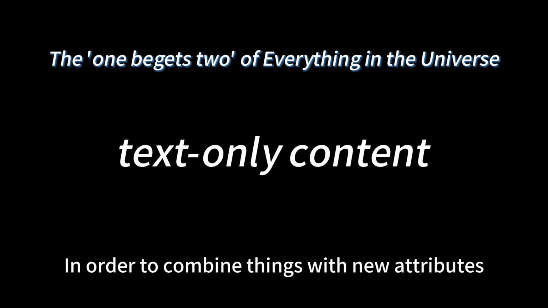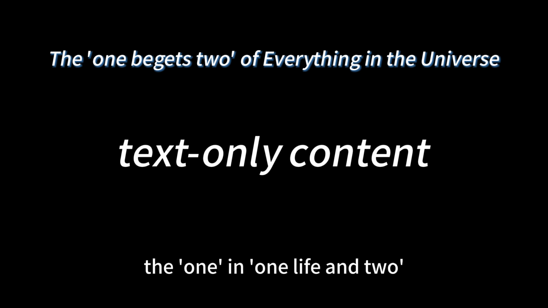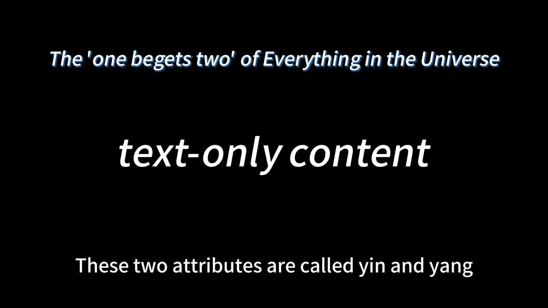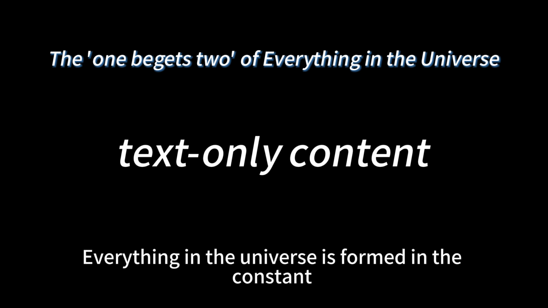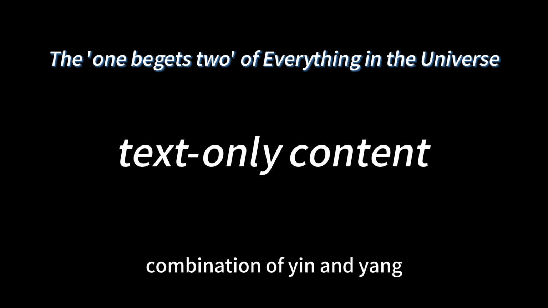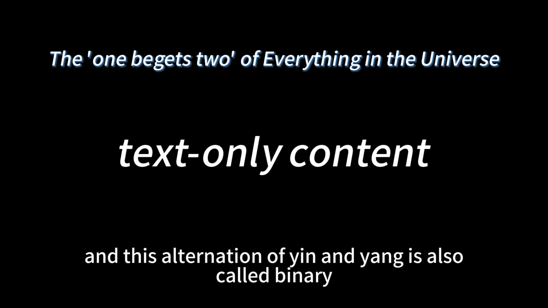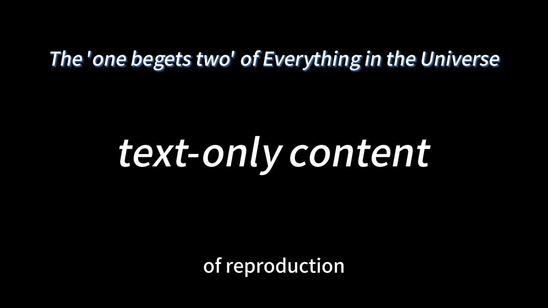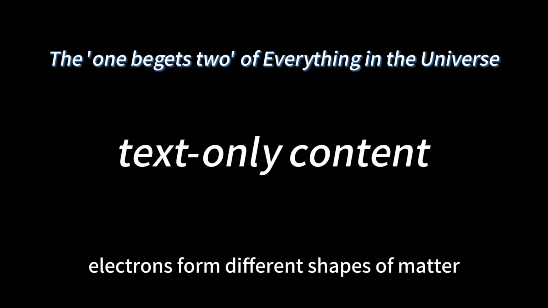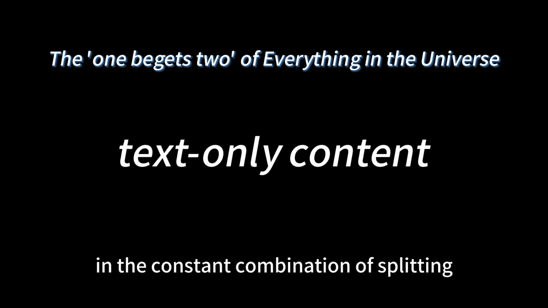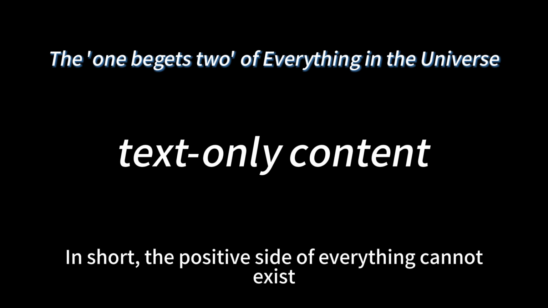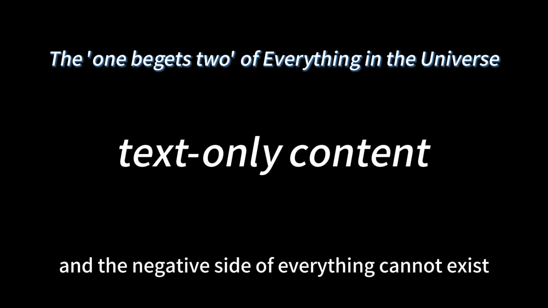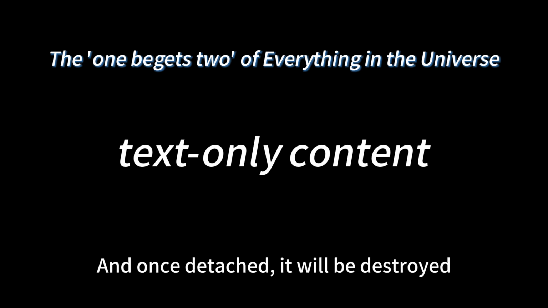In order to combine things with new attributes, the 1 in 1 begets 2 must be something with 2 or more attributes. These 2 attributes are called yin and yang. Everything in the universe is formed in the constant combination of yin and yang, and this alternation of yin and yang is also called binary. For example, man and woman form human society in the constant combination of reproduction, and positive and negative electrons form different shapes of matter in the constant combination of splitting. In short, the positive side of everything cannot exist without the negative side, and the negative side of everything cannot exist without the positive side, and once detached, it will be destroyed.